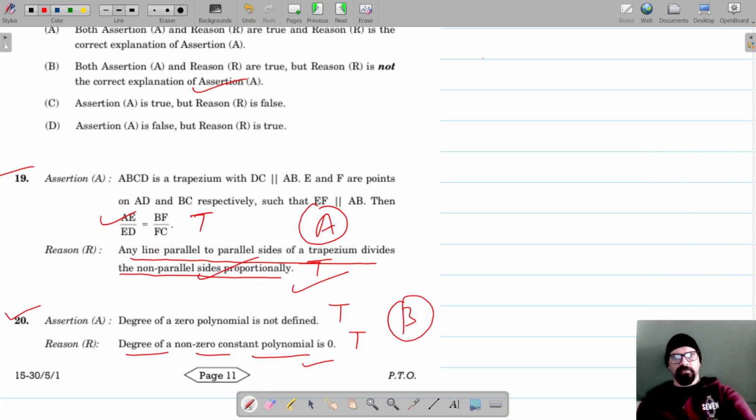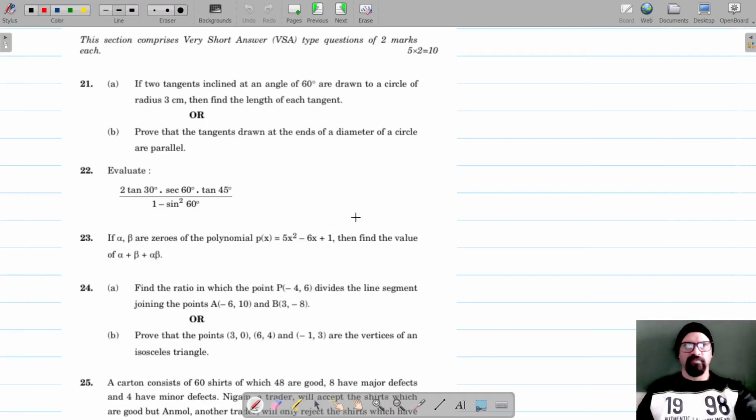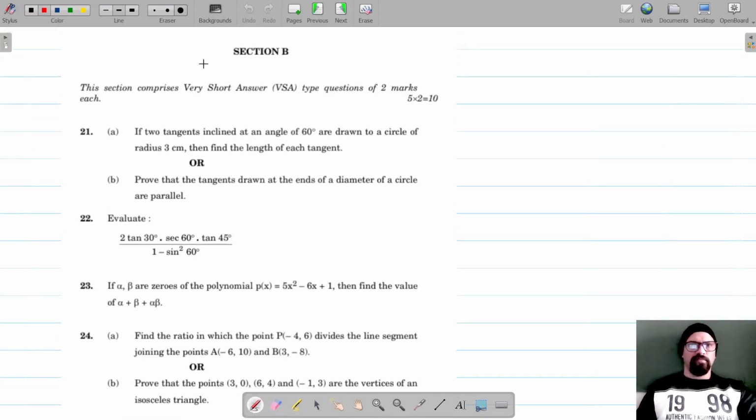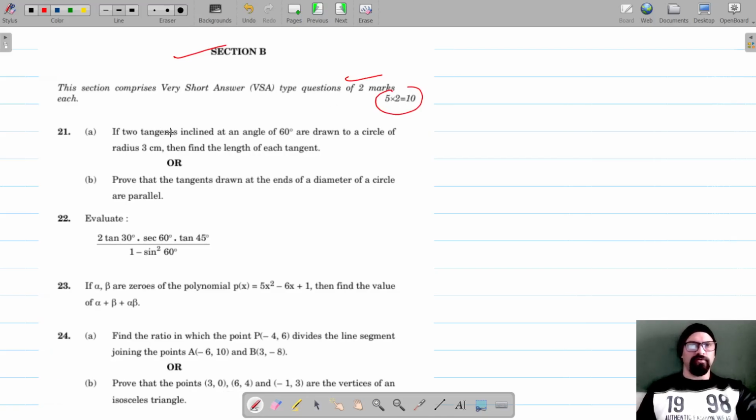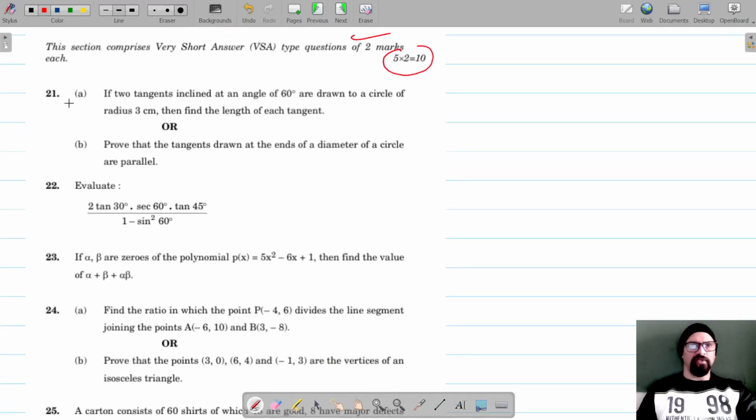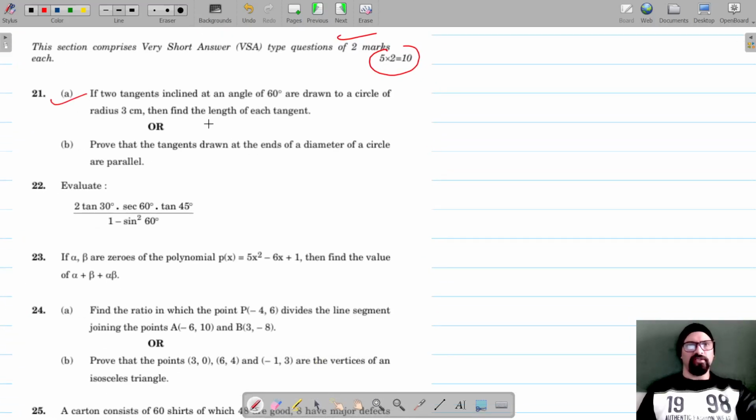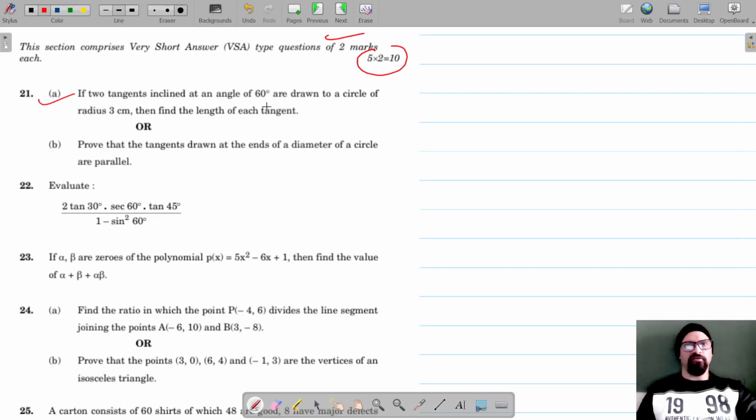Let's move on to section B, question number 21. Section B consists of very short answer questions of 2 marks each, and there are 5 questions. The first question, question number 21, is part A: if two tangents inclined at an angle of 60 degrees are drawn to a circle of radius 3 centimeter, we have to find the length of each tangent segment.